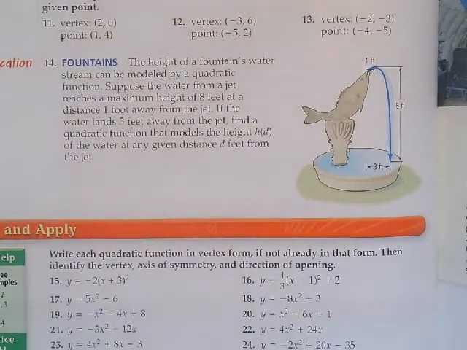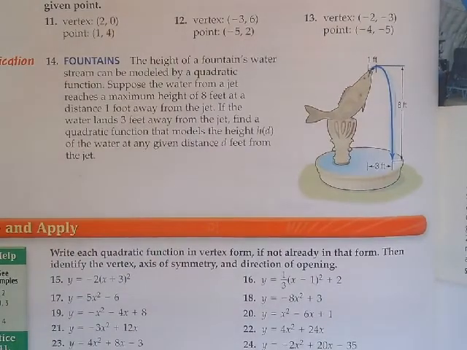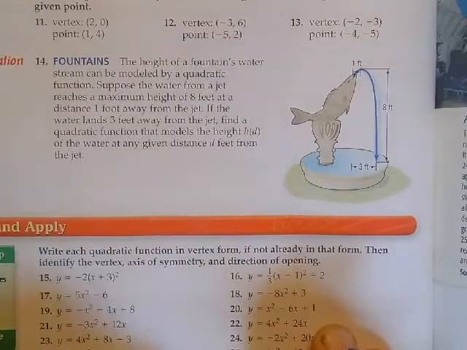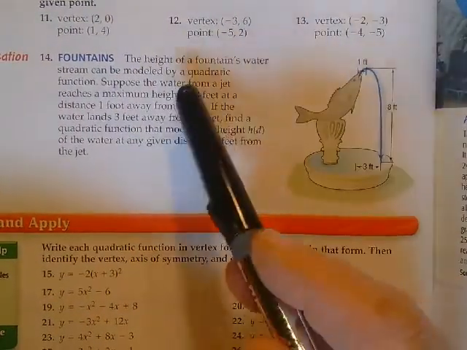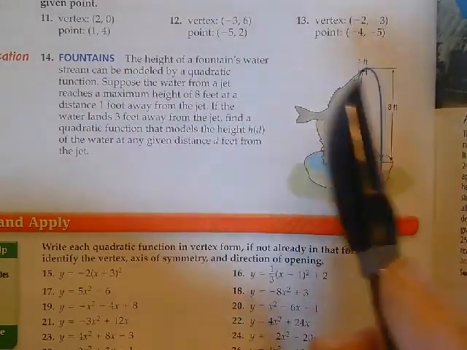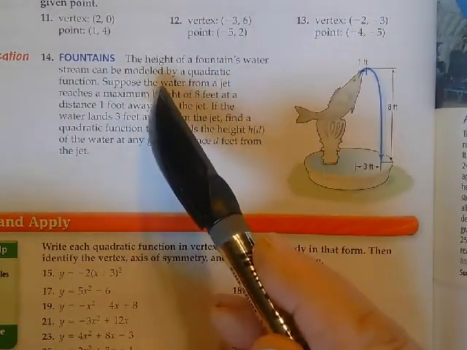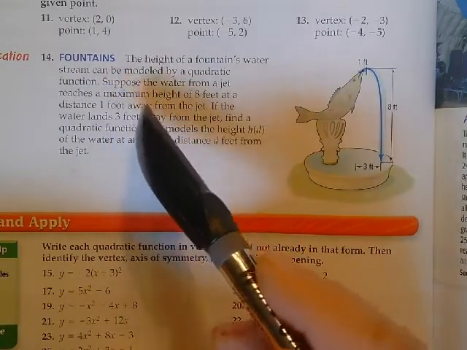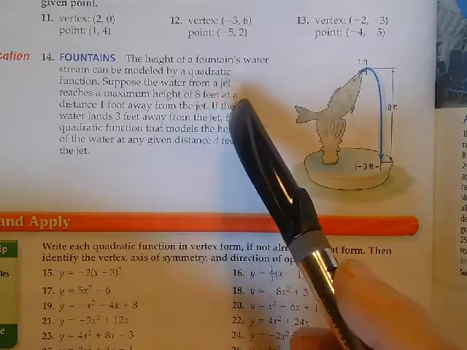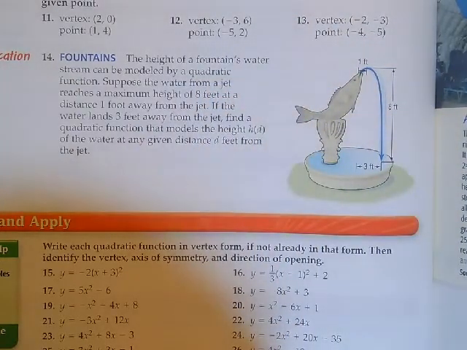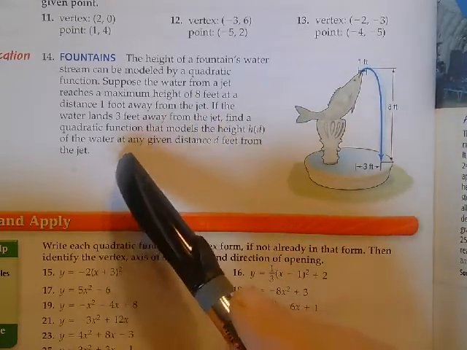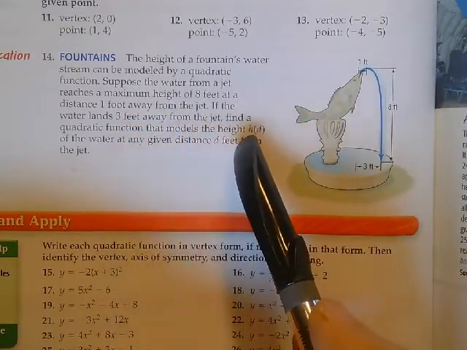All right, let's take a look at problem 14. It's a word problem. I'm going to put the book up here for a minute so we can discuss the picture a little bit. The height of a fountain's water stream can be modeled by a quadratic function. Suppose the water from a jet reaches a maximum height of 8 feet at a distance 1 foot from the jet. Find a quadratic function that models the height.